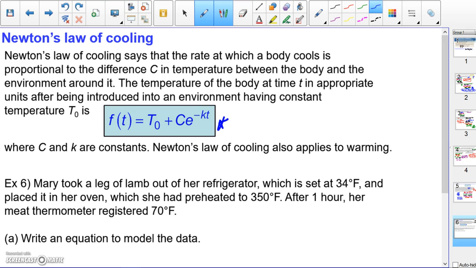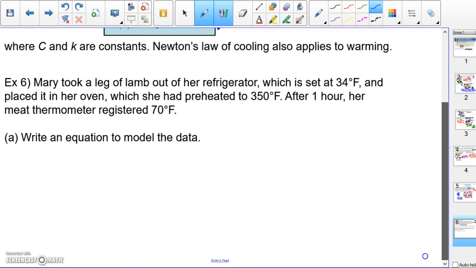Example 6, Mary took a leg of lamb out of her refrigerator, which is set at 34 degrees Fahrenheit, and placed it in her oven, which she had preheated to 350 degrees Fahrenheit. After 1 hour, her meat thermometer registered 70 degrees Fahrenheit. A, write an equation to model the data. So C and K are constants. We're going to have to find C and K.